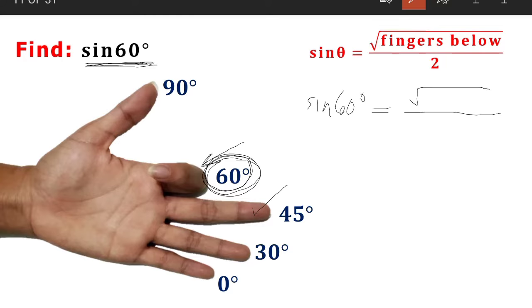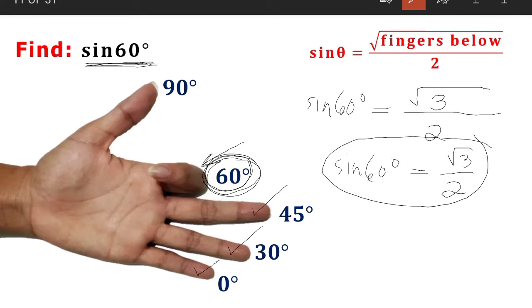Let's count 1, 2, 3. So we will write here square root of 3 and then copy 2. We cannot further simplify, so the value of sine 60 degrees is equal to square root of 3 all over 2. Easy, right? You will be just using your left hand and then keep on counting the number of fingers below the theta or below the fingers.